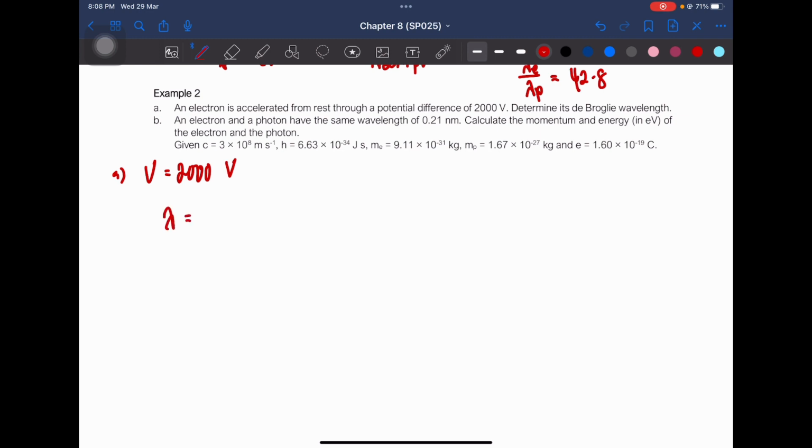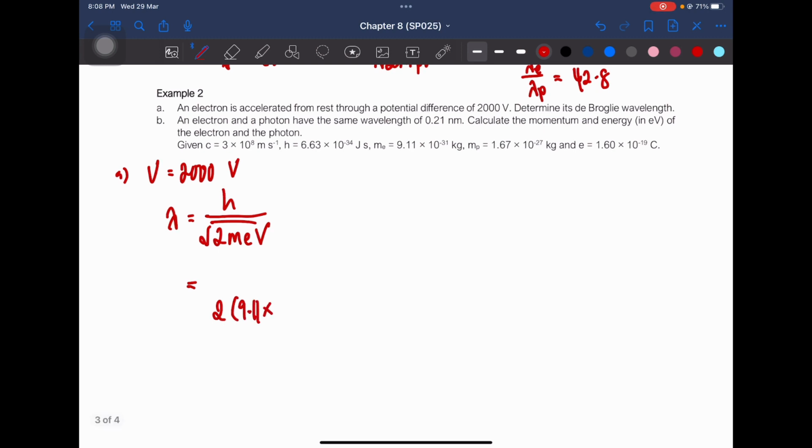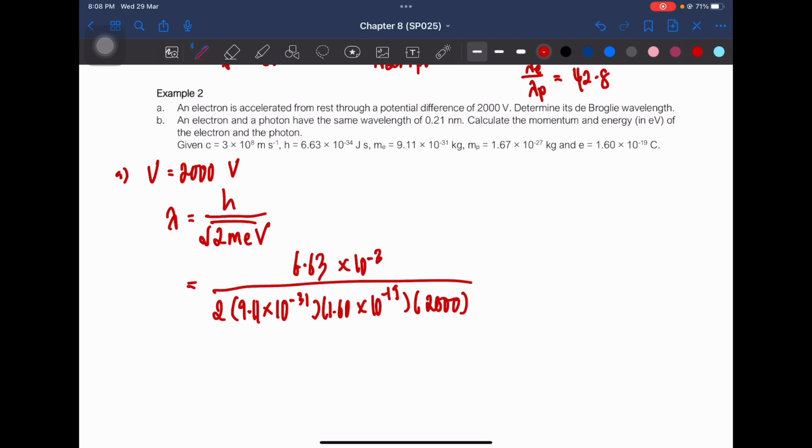Since they give us voltage only, we are going to use h over the square root of 2 m e V. So this is 9.11 times 10 to the negative 31, this is 1.6 times 10 to the negative 19, this is 2000, and then this is 6.63 times 10 to the negative 34. So it will be equal to 2.75 times 10 to the negative 11 meter. All right, so that is question A.